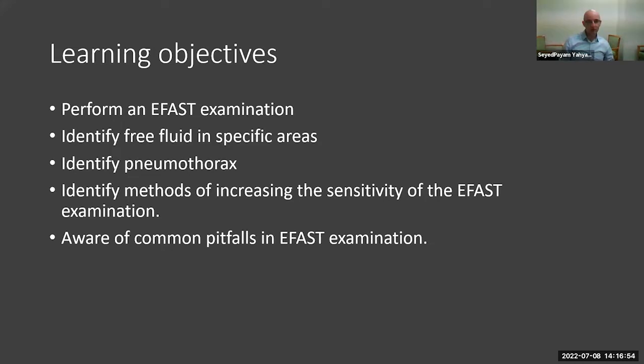So today we are going to talk about how to do the EFAST, how to identify free fluid in three main cavities: pericardium and pleural effusions, which would be the pneumothorax in the context of trauma, and the free fluid in the peritoneum. Then we are going to talk about how to increase the sensitivity of picking up free fluid, techniques of that, and also some pitfalls.